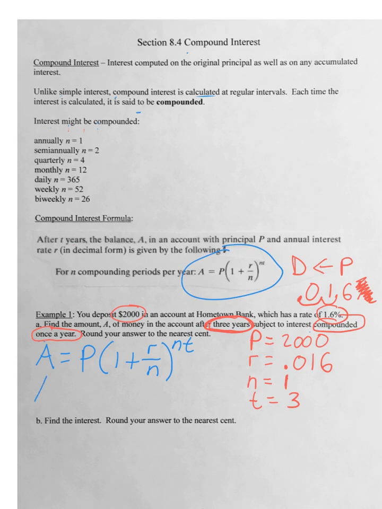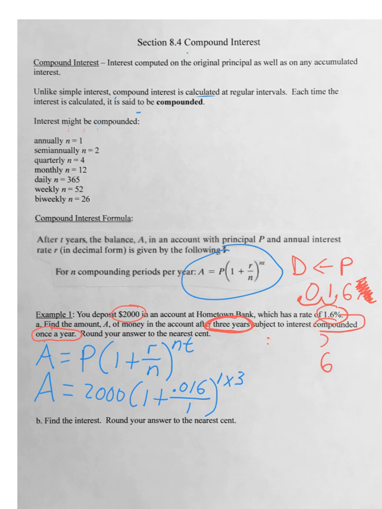So our full balance, full amount in the account A equals, so P, swap it out with 2,000 times 1 plus r is 0.016 over n is 1. Close the parentheses. Another n and the exponent is 1 again. Times your time t is 3. I'm going to go ahead and erase to give us a little bit more room.